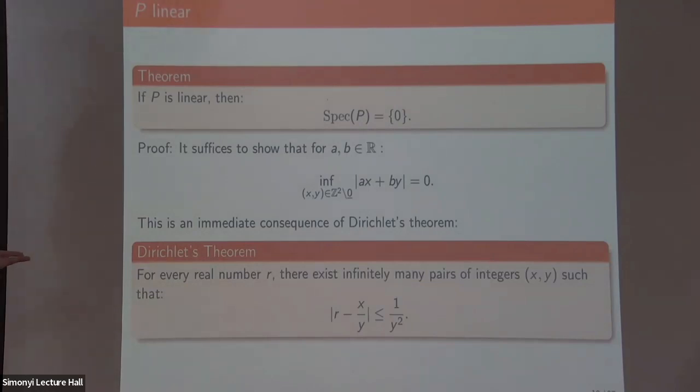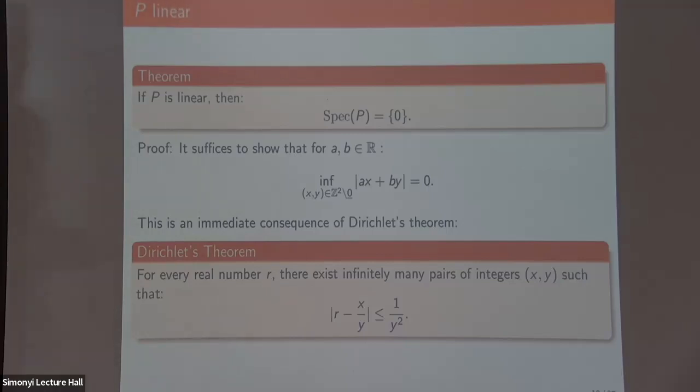If you choose R to be equal to minus b over a in this theorem, you'll see that for this infimum, you'll get a saving of a y. And since you have infinitely many rationals x, y satisfying this inequality, you can choose y to go to infinity and this infimum will always be 0. So the spectrum of linear forms is always equal to 0.